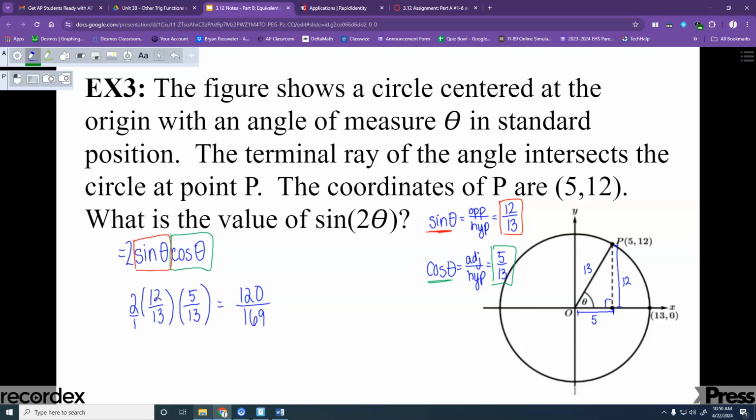3 times 13. Somebody check that. I think that's right. Okay. All right, and that would be our answer. That's our value of sine of 2 theta.